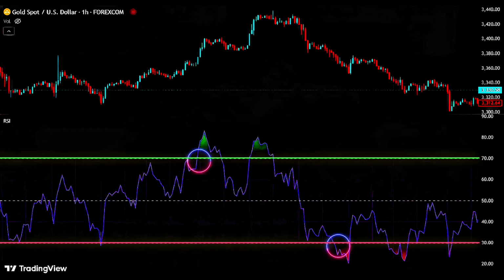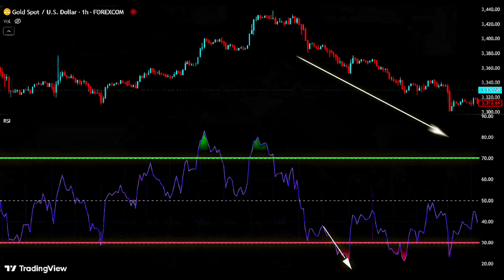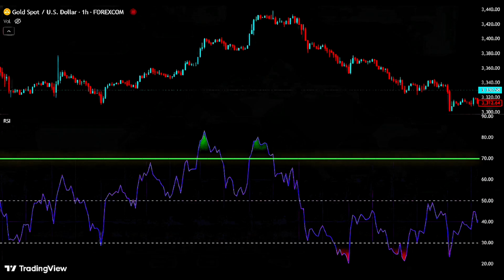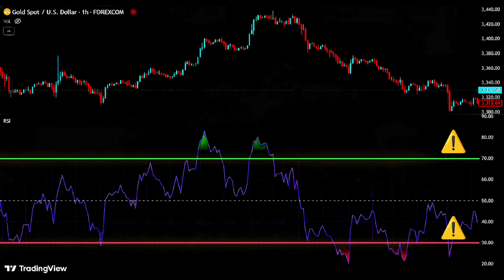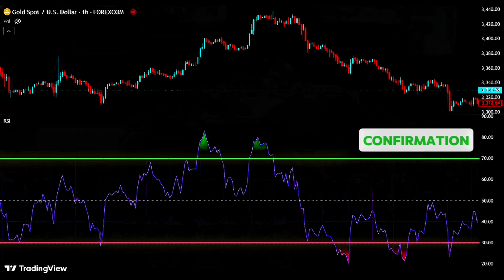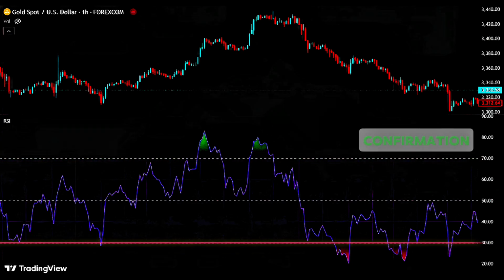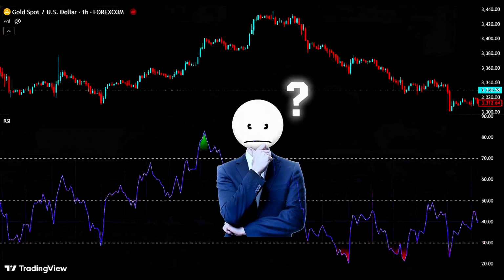Many times, a stock can remain above 70 for a long period if it's in a strong uptrend, and it can stay below 30 for a long time if it's in a strong downtrend. That's why, instead of treating 70 and 30 as automatic buy or sell signals, you should treat them as warning zones. They tell you that the price is stretched and now you need confirmation from price action or other signals before making a decision. So what's the correct way to read it?